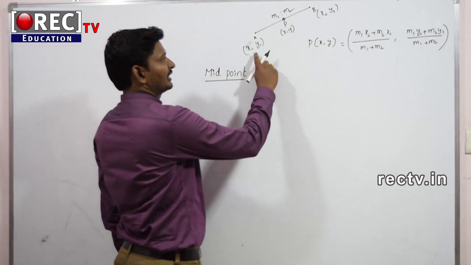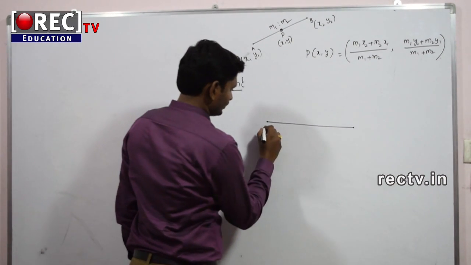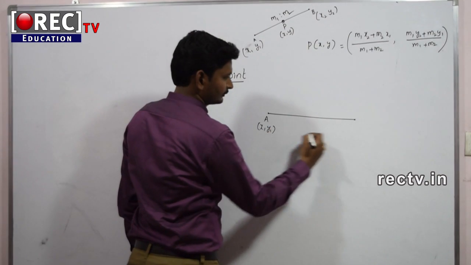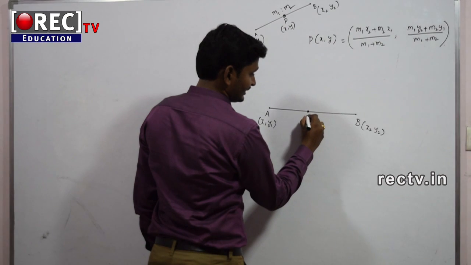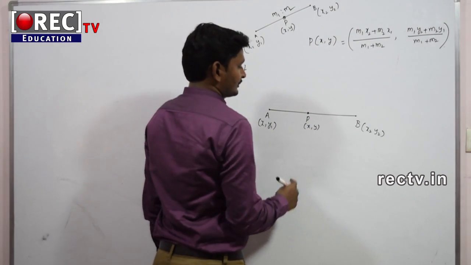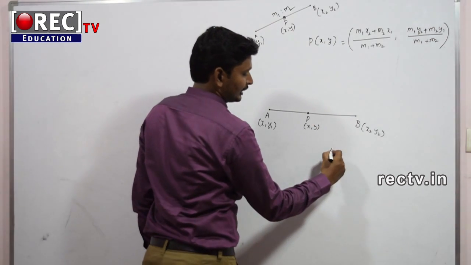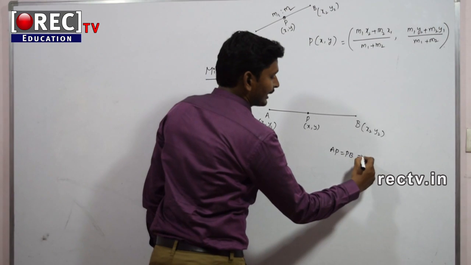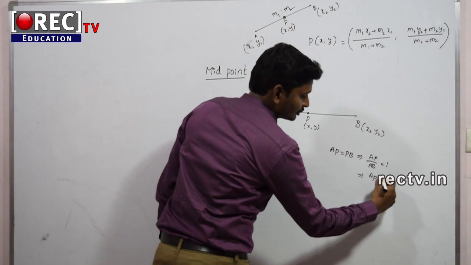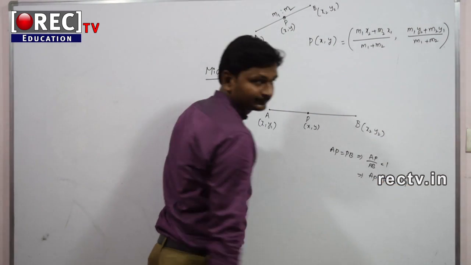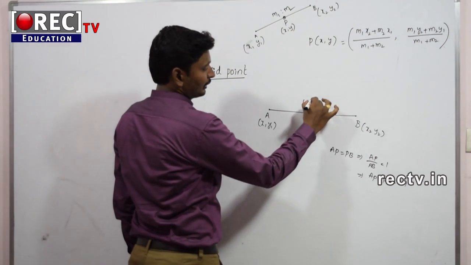Midpoint of two points A(x1, y1) and B(x2, y2). Consider a line segment with A(x1, y1) and B(x2, y2). The point B is there, P is there, that is (x, y). Now I am saying P is the midpoint of AB. That means AP is equal to PB. AP is equal to PB implies AP divided by PB is equal to 1, implies AP is to PB is equal to 1 is to 1. So here the point P(x, y) divides AB in the ratio 1 is to 1.